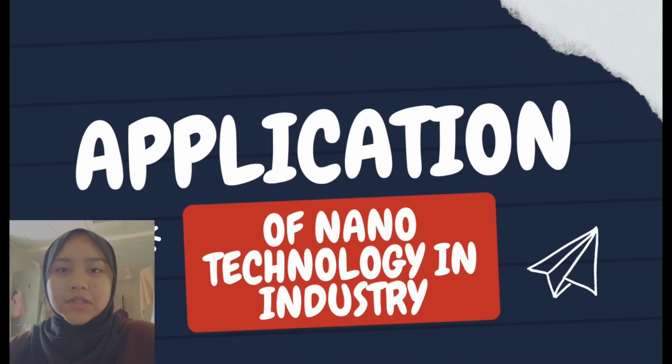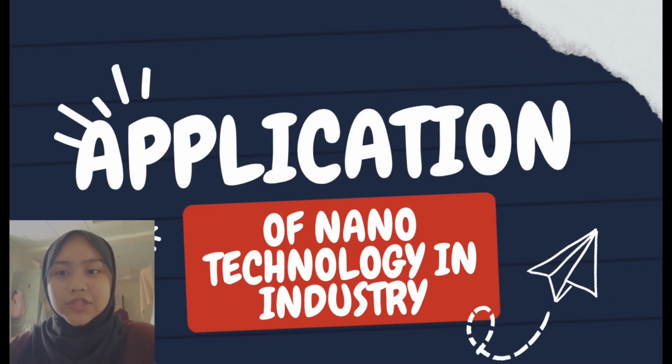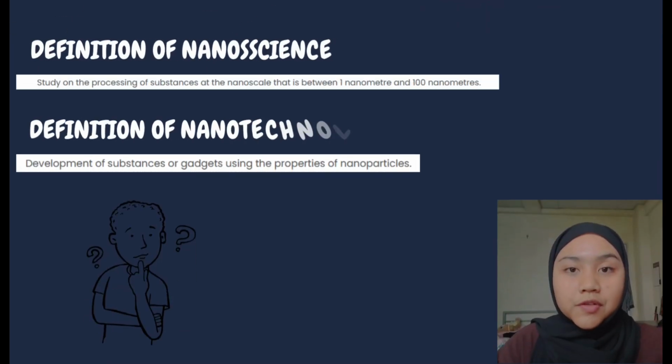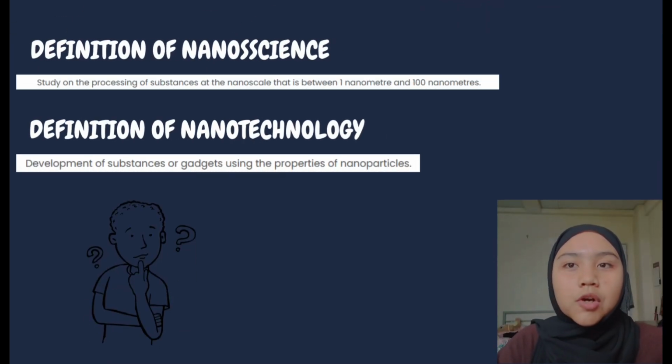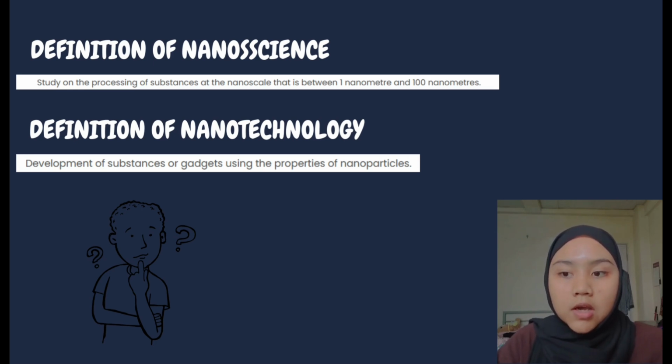Hi everyone. Today I want to present about the application of nanotechnology in industry. So let's go. We continue with definitions. What is the definition of nanoscience? Nanoscience is the study of the processing of substances at the nanoscale, that is between 1 nanometer to 100 nanometers. Nanotechnology is the development of substances or gadgets using the properties of nanoparticles.